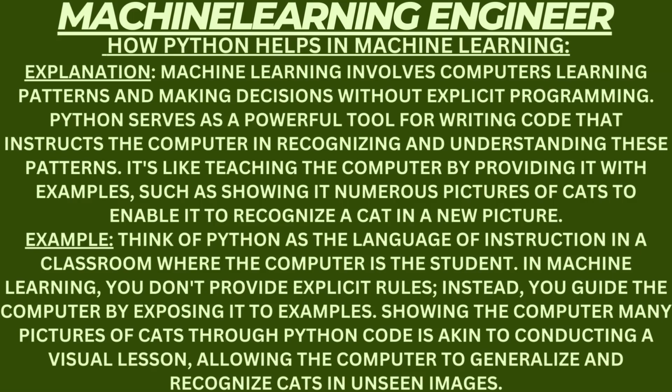Example. Think of Python as the language of instruction in a classroom where the computer is the student. In machine learning, you don't provide explicit rules. Instead, you guide the computer by exposing it to examples. Showing the computer many pictures of cats through Python code is akin to conducting a visual lesson, allowing the computer to generalize and recognize cats in unseen images.